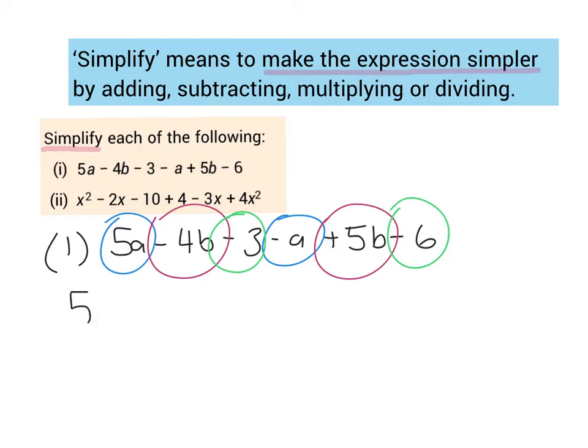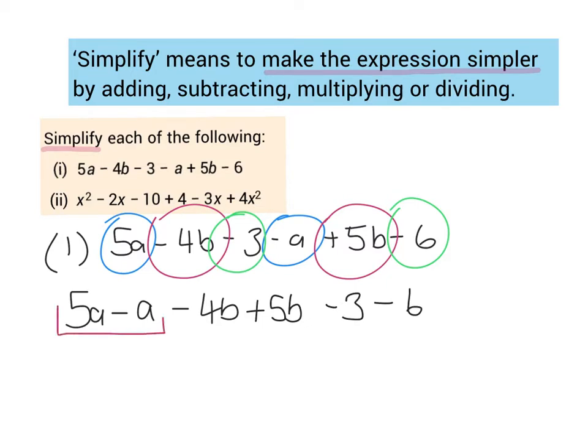That leaves me with 5a, and I have a minus a, then I'm left with a minus 4b and a plus 5b, and I'm also left with my minus 3 and my minus 6. So again, my like terms I can put together. My 5a minus a will give me 4a. I then have a minus 4b and a plus 5b, which will give me b. And I'm left with a minus 6 and a minus 3, which will give me minus 9. And I have now simplified that expression because I no longer have terms that are similar beside each other.